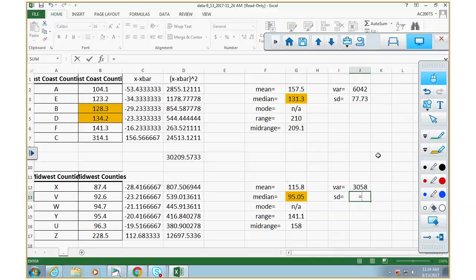I want everybody to draw a picture of this curve based on the information that you've been given. Everybody. Just draw the curve. Mean and 2 standard deviations to the right and 2 standard deviations to the left.